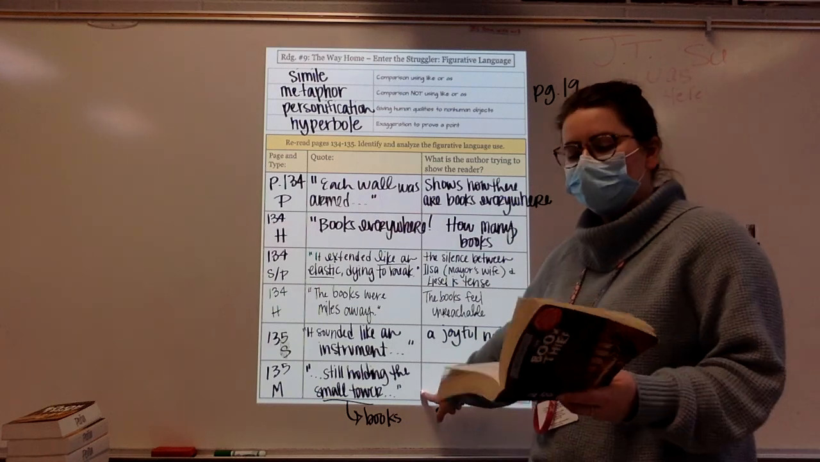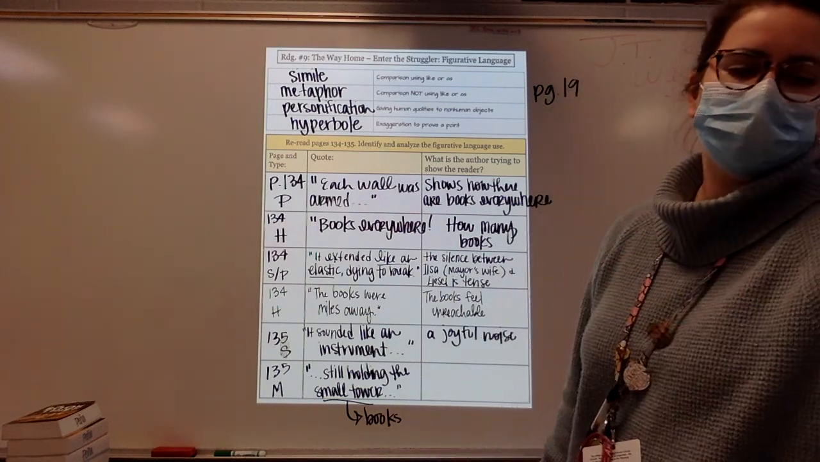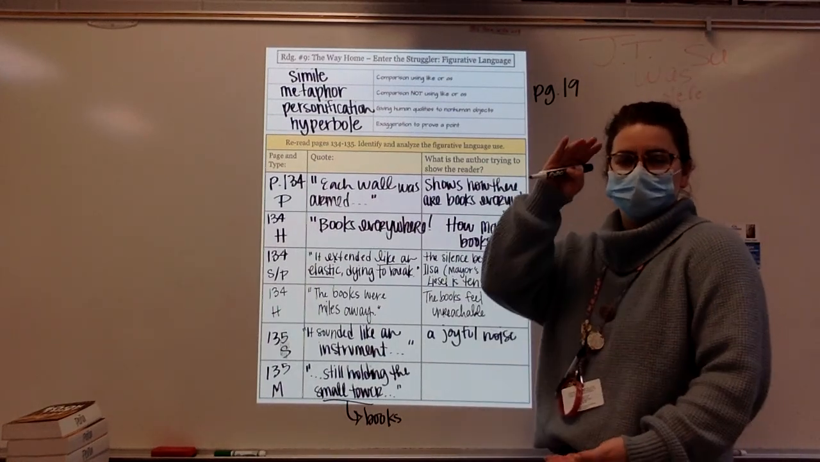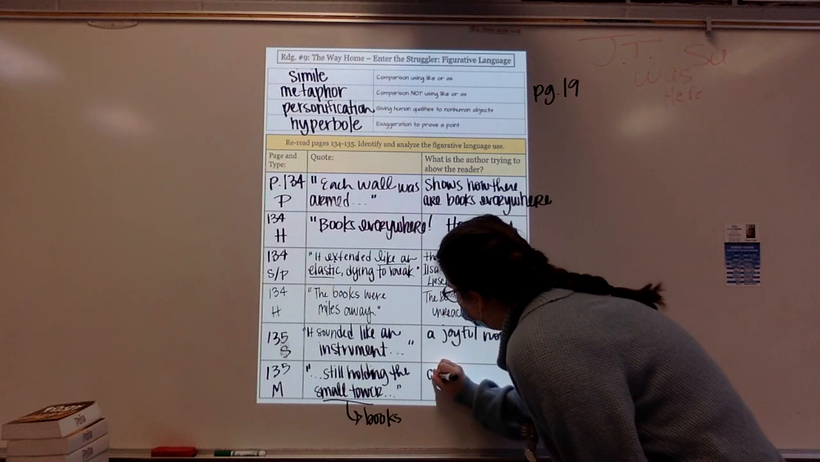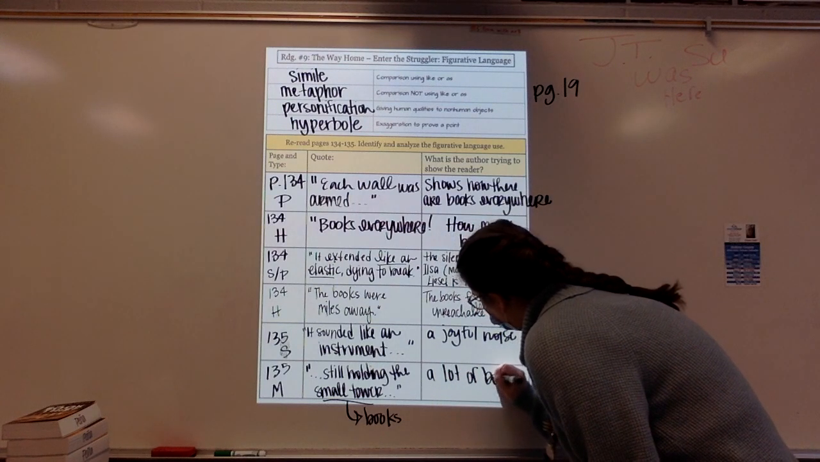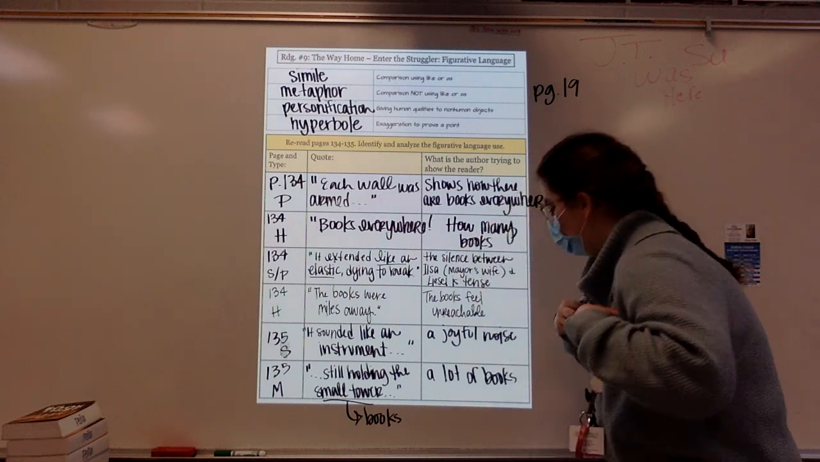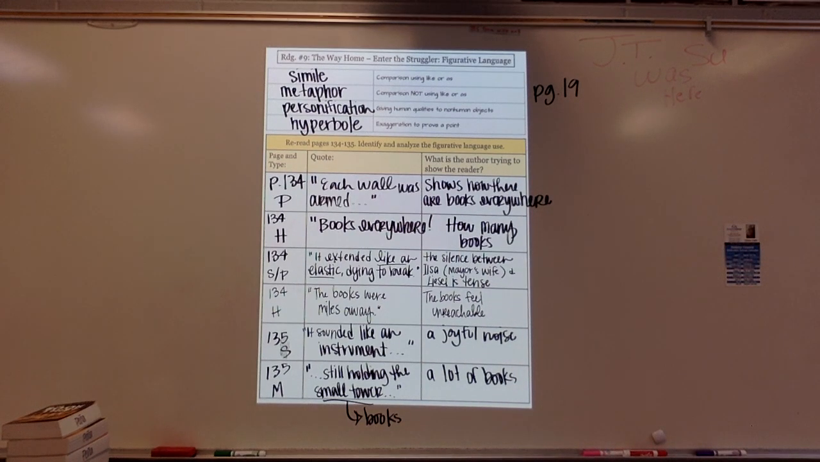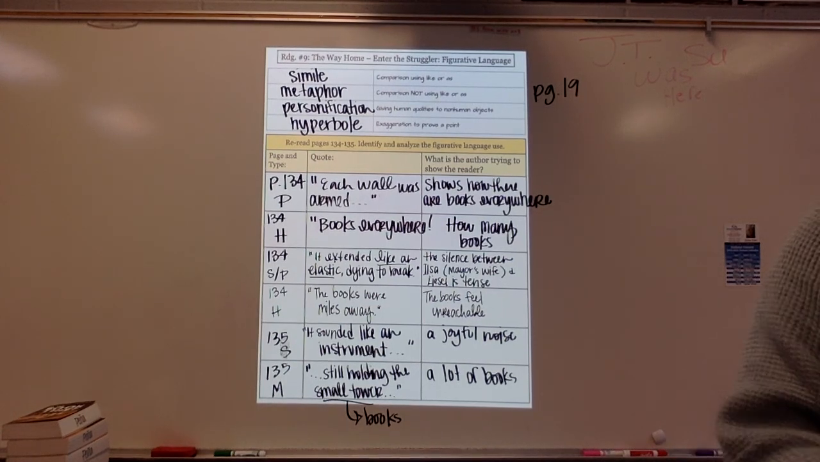So with this tower of books, what is he describing? Is it a lot of books or a few books? It's a lot of books. So all these examples of figurative language work together to allow us to picture what Liesl is seeing.